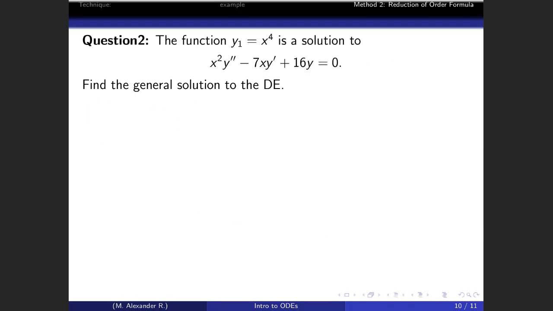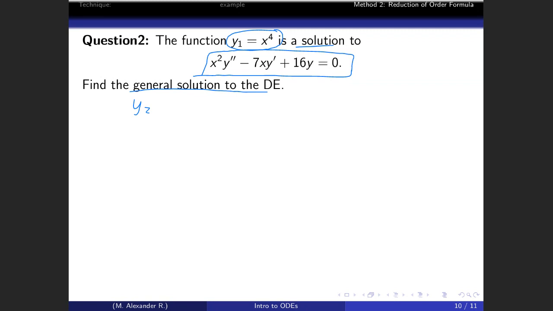So let's go with a specific example. All right, so we have the same problem. Let me put this in blue. So we have a second order linear differential equation, and a function is given to you that is a solution to the problem. Okay, so the y1 is given to us, and this is a solution to the differential equation. And the equation is the same as before. We want to find the general solution to the differential equation. So in order to find the general solution, we need to find the y2. Okay. So what we're going to do is we use the formula.